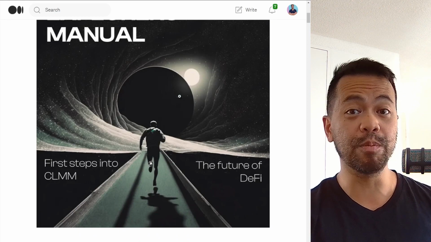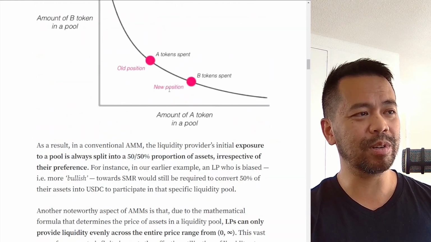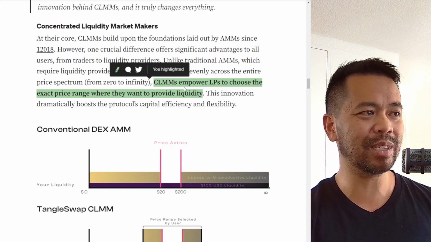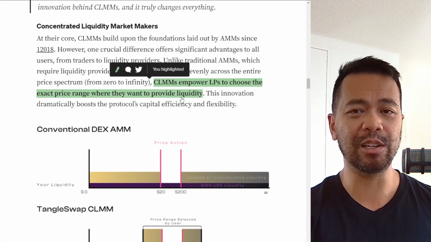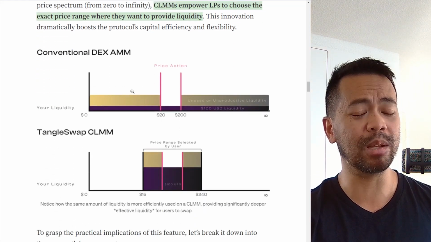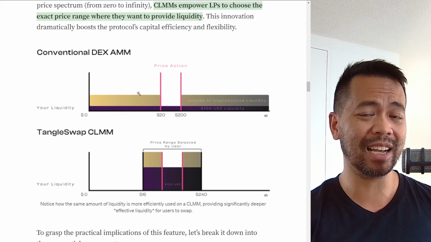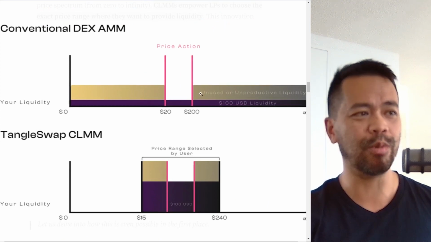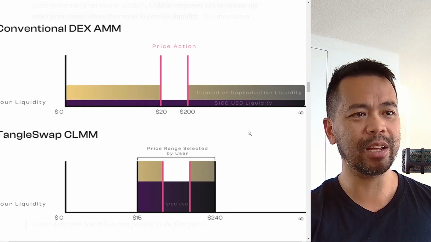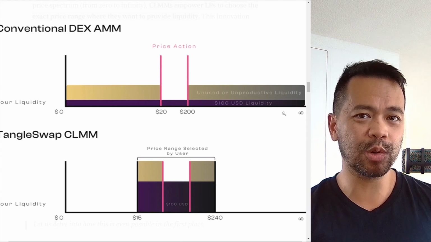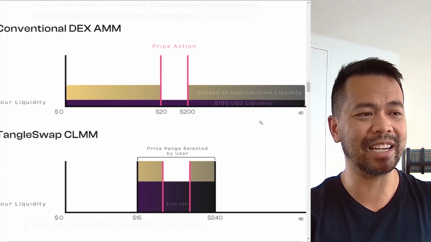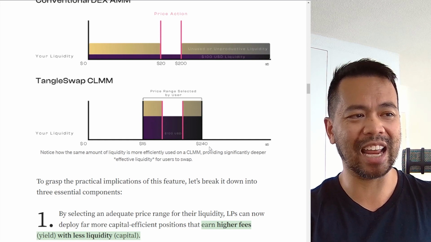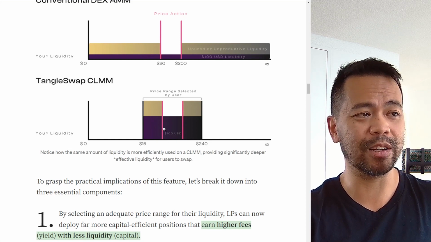Now they do have a full Medium article about this as well. So let me just scroll down to the crux of this. And here the CLMM empowers LPs to choose the exact price range where they want to provide liquidity. So you can see from the diagram here, when you provide liquidity on an AMM DEX, so automated market maker DEX, you provide the liquidity throughout that entire range, from zero liquidity all the way to infinity. And to have that liquidity spread across that wide range isn't as efficient as what you can have here when you provide it between $15 and $240 worth of price.